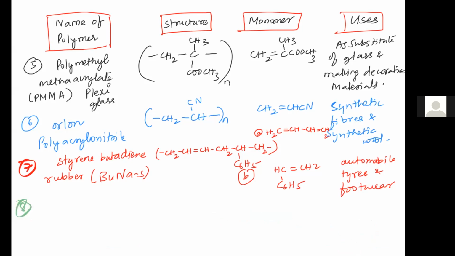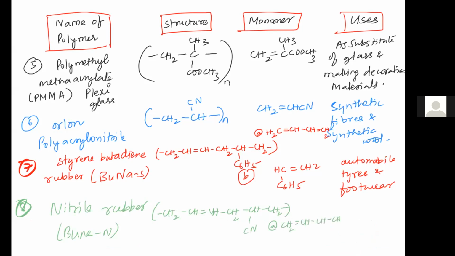Eighth one, nitrile rubber, that is Buna N. Again, this is CH2, CH double bond, CH, CH2, CH, CH2. Everything is exactly the same, you here have CN. So the two monomers are CH2 double bond CH, CH double bond CH2, and the second is CH double bond CH2, CN, CN at the bottom. This is used in making hoses and tank linings, oil seals.